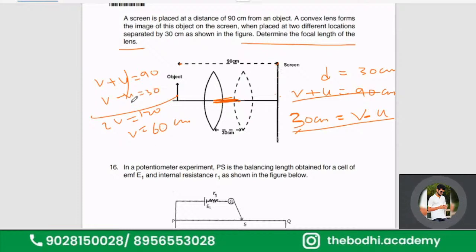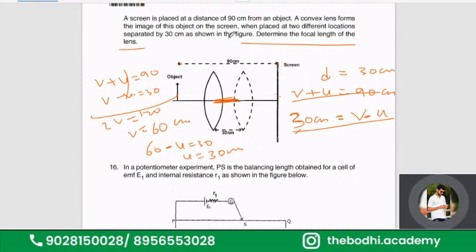If V is 60 centimeter, then what about U? Okay, V minus U is equal to 30, so 60 minus U equal to 30. So minus U will go that side and 30 will come this side. So basically we'll get U is equal to how much? 30 centimeter. Okay, fine. I hope this is clear for all.